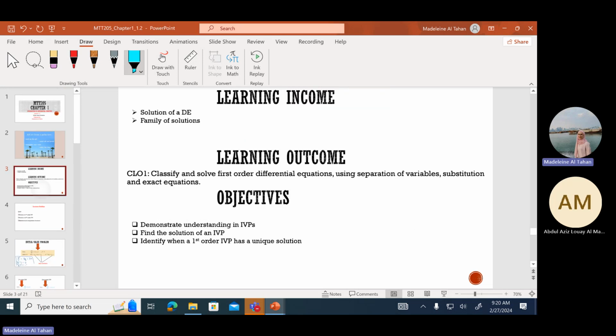Go back now. Our main objective was to demonstrate understanding of initial value problems. We know what's meant by initial value problems. How do we find the solution of an initial value problem given the solution of the differential equation, and identify when a first order initial value problem has a unique solution or we cannot determine. Do we have any question about this one?